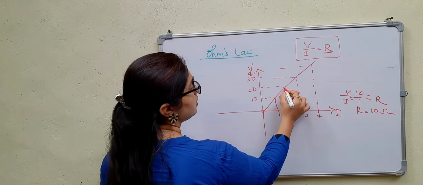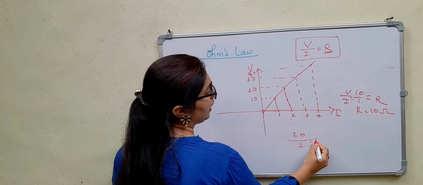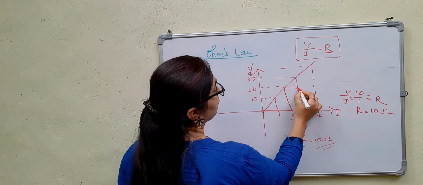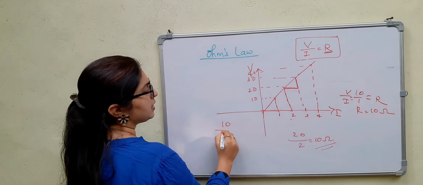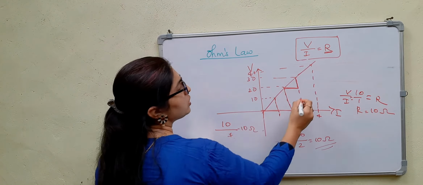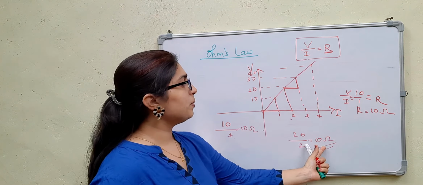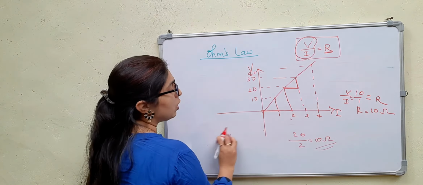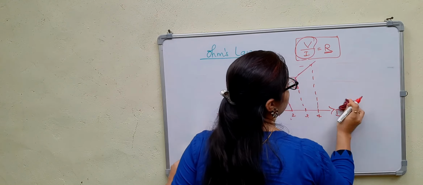Next, if I consider this one, it is 20 divided by 2, again it is 10 ohm. Next I will consider only this slope. At that time, 30 minus 20, that is 10, divided by 3 minus 2, 1. Again it is 10 ohm. So it will be 10 ohm, constant throughout. 10 ohm is constant now. That means the ratio V by I is constant. So Ohm's law holds good for the linear networks, for the linear elements.